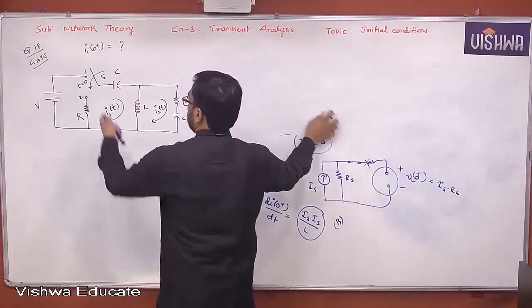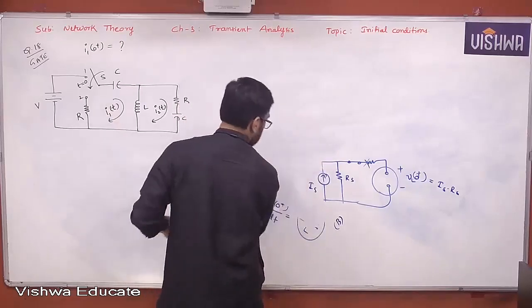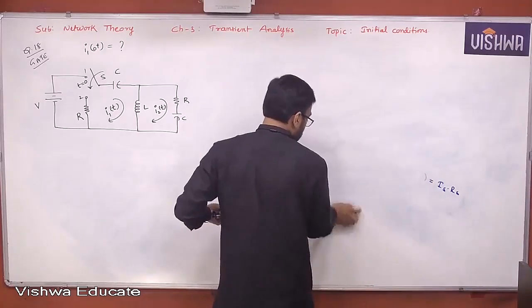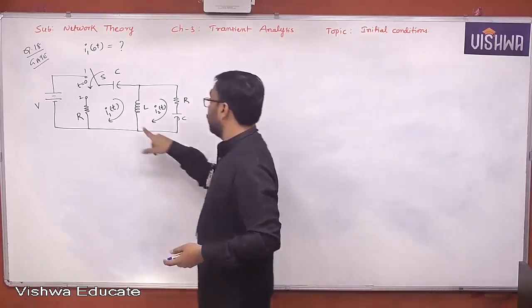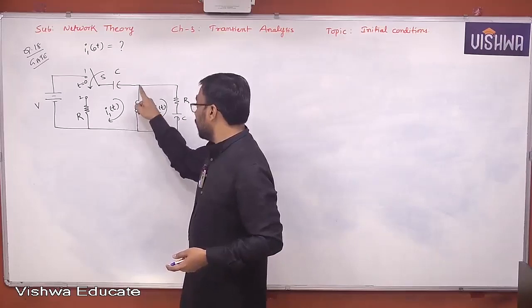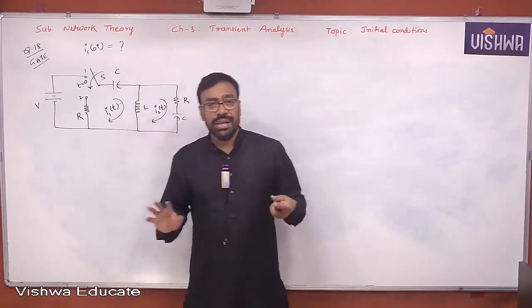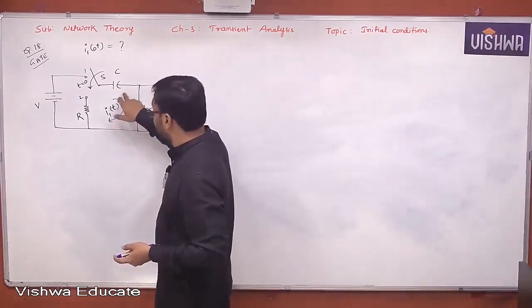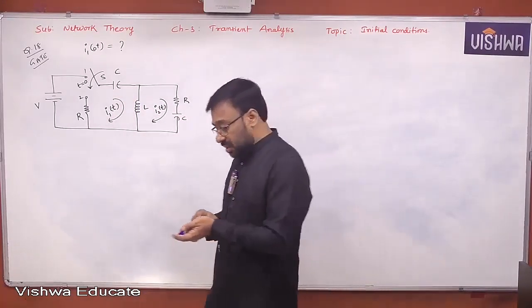Current through what? I1 is what actually here? It's current through a loop, right? It's not current through the inductor. It looks like current through the inductor, but it's not. Because the current through the inductor is common to both the loops, right? I1 and I2 result in I1 minus I2 or I2 minus I1. So I1 is not current through the inductor. In fact, I1 is current through the capacitor.